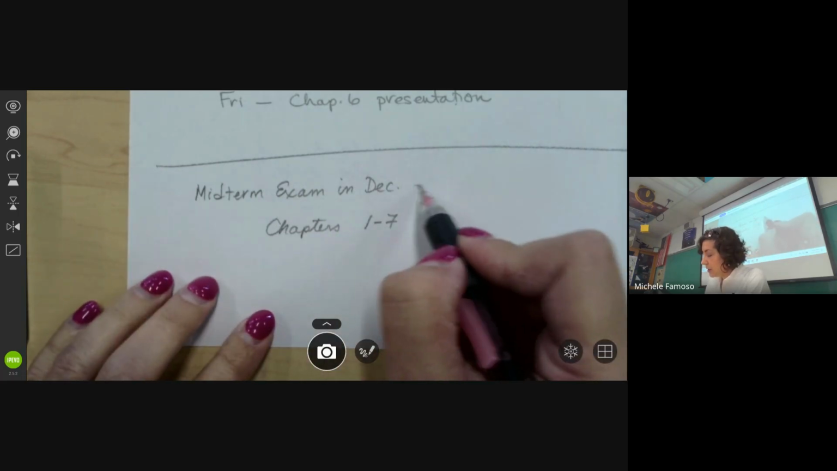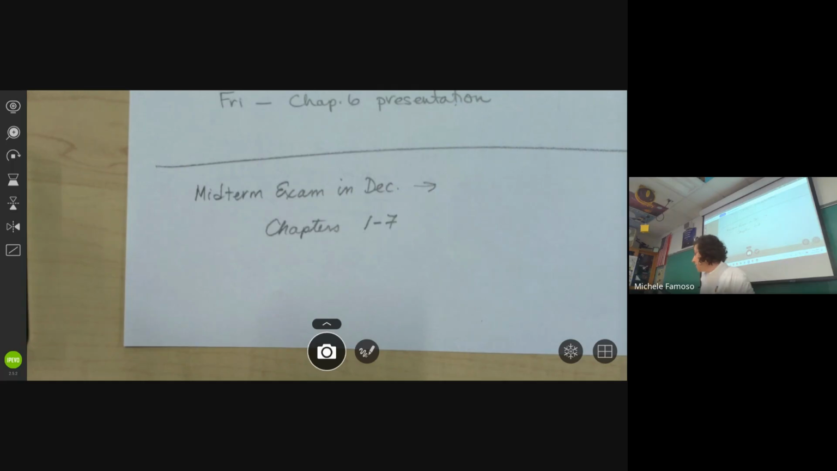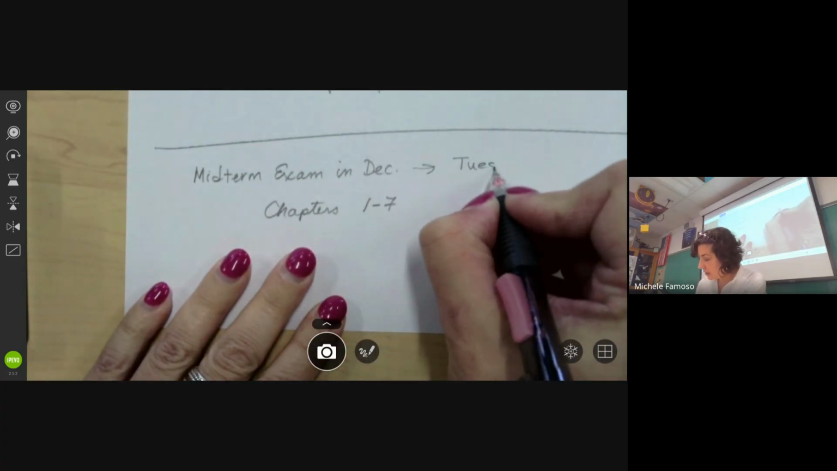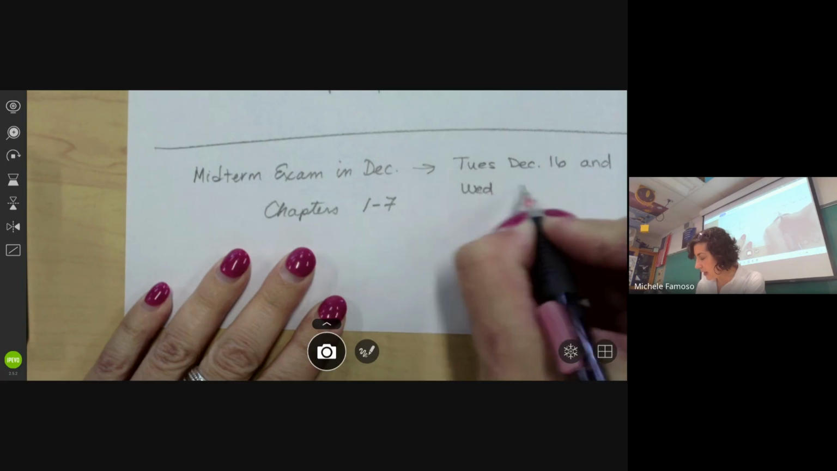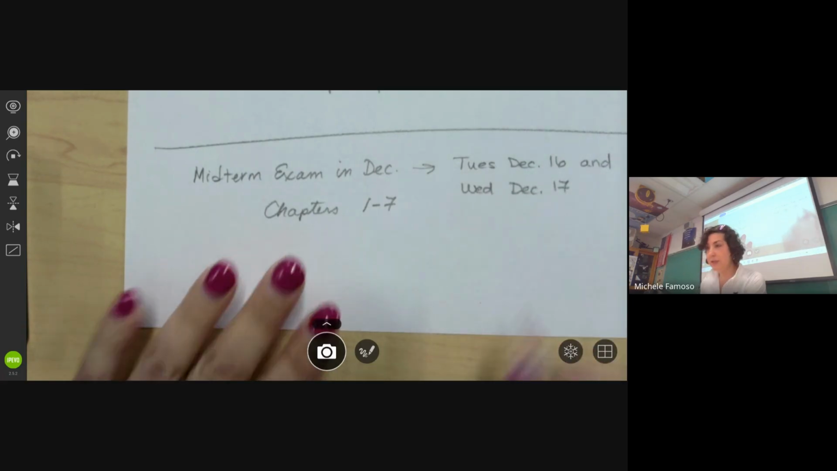So your midterm exam in December, I'll tell you the dates of these now so you can start working on trying to learn things that you didn't learn before because you don't really have much time left. It's in about a month. Remember, we are on a college schedule, and that's why midterm happens in December. All right, so that midterm exam will happen on Tuesday, December 16, and Wednesday, December 17.